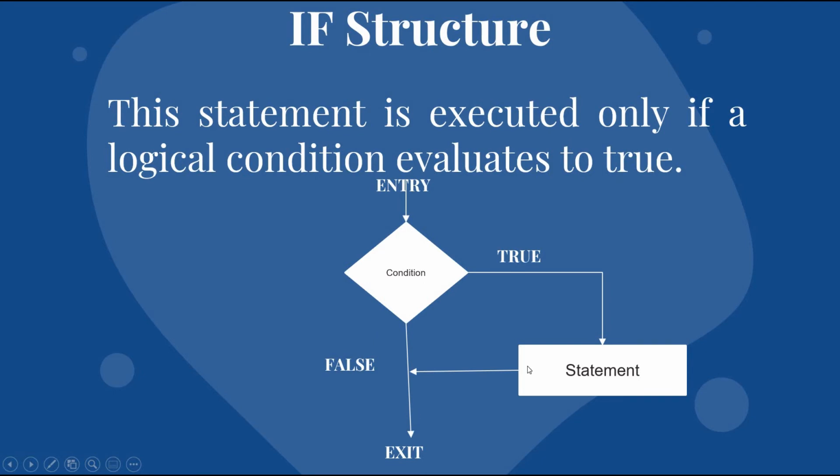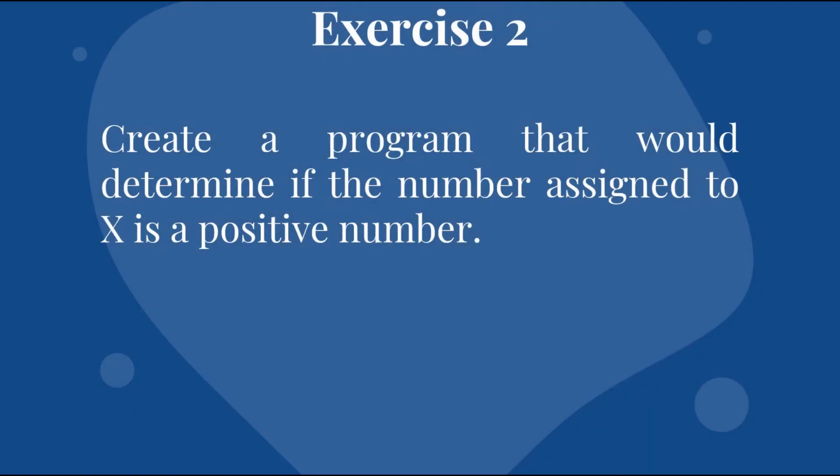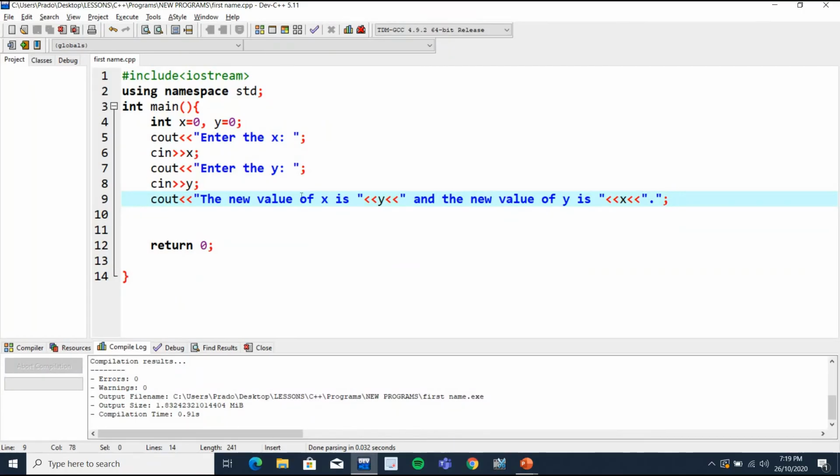So, ano nga bang mga examples nito? Or paano natin i-code yung if structure? So, ito po yung example. So, we will create a program that will determine if the number assigned to x is a positive number. So, ang gustong mangyari nitong problem na to is, kailangan nating malaman kung positive ba yung i-enter nating number sa mismong program or hindi. Kapag hindi po siya positive, automatic siyang mag-e-end na po yung mismong program. So, paano natin siya i-code? So, balik tayo dito.